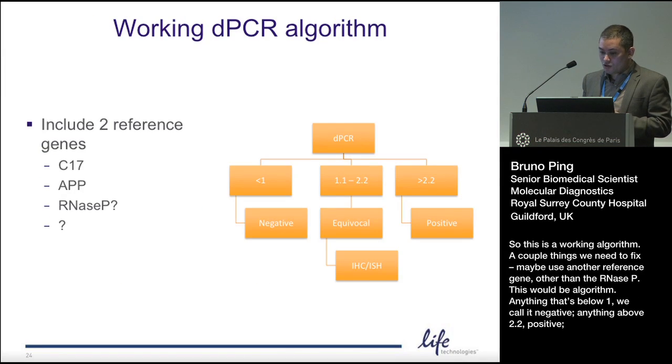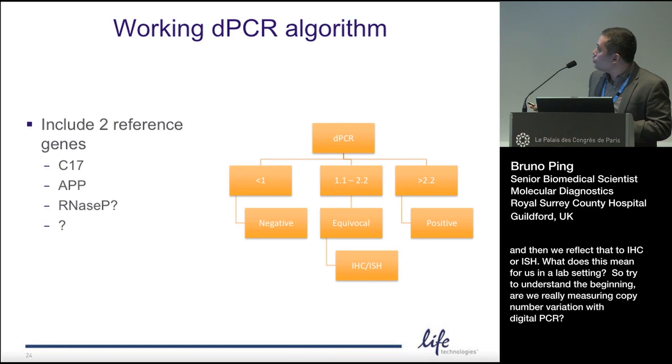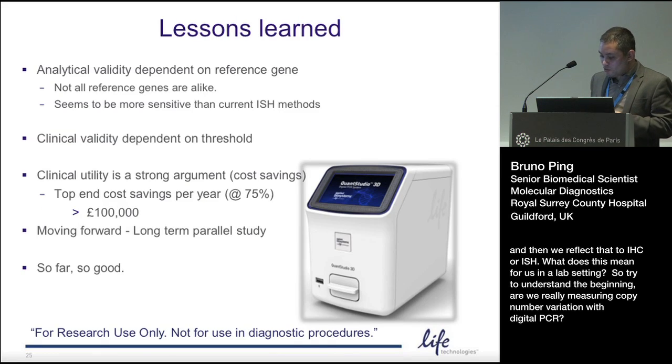Let's move on to the other side. So this is a working algorithm. A couple of things we need to fix. Maybe use another reference gene other than the RNA-SP. This would be our algorithm. Anything that's below 1 we call negative, anything above 2.2 positive, and then we reflect that to IHC or ISH. And what does this mean for us in a lab setting?